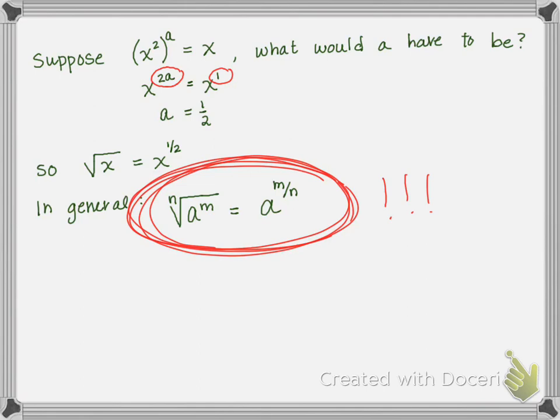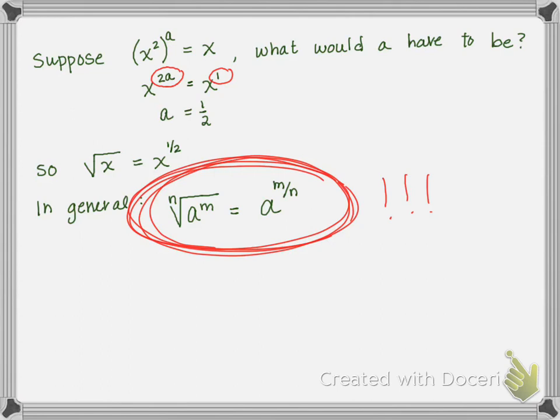We use this a lot in calculus because a lot of our derivative rules tell us what to do with exponential expressions, but they don't tell us what to do with radical expressions. So in calculus, we basically write everything as an exponential expression. So if we can write something with an exponent instead of some other symbol, we do it.